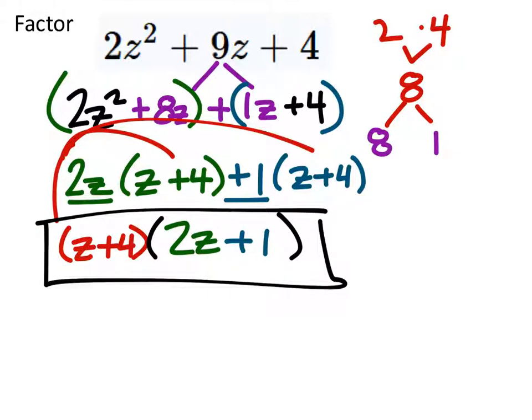Looks done to me. Right? No other greatest common factors to pull out of those. No perfect squares, no cubes. Just good old-fashioned factorization.